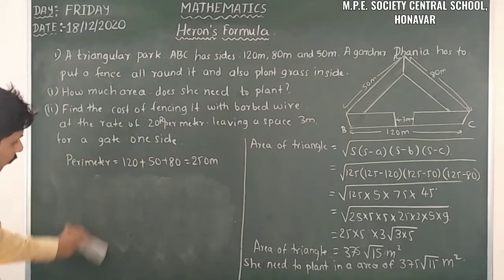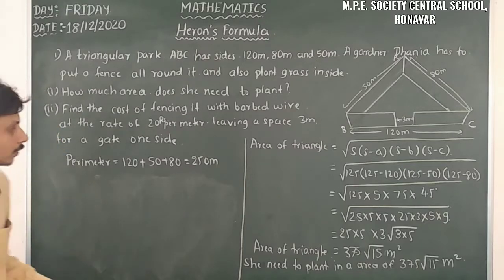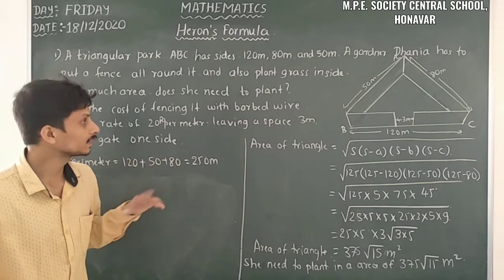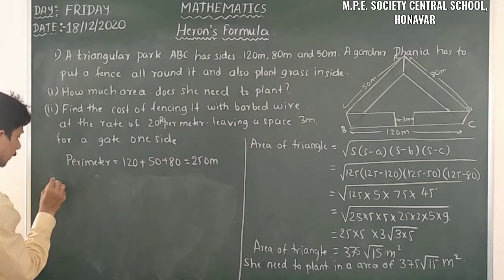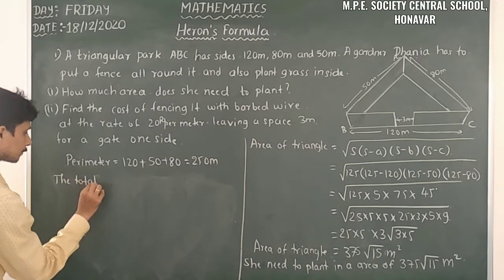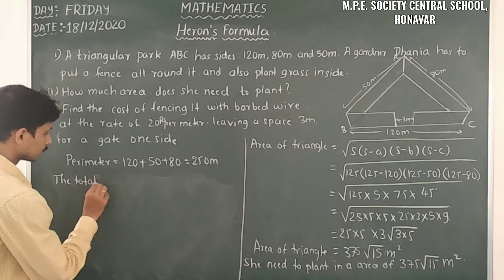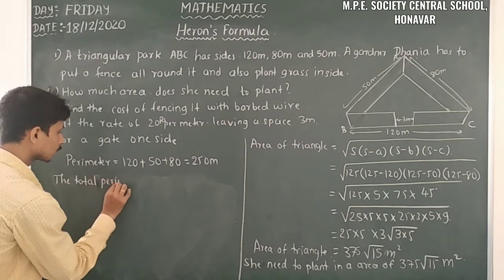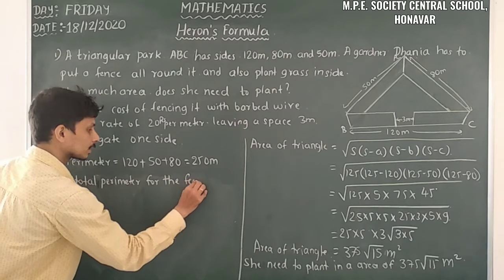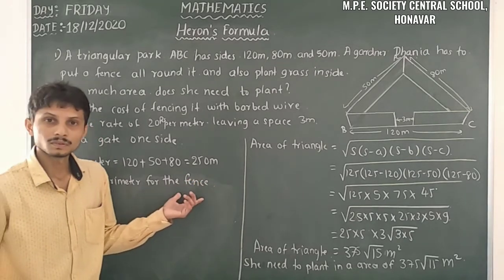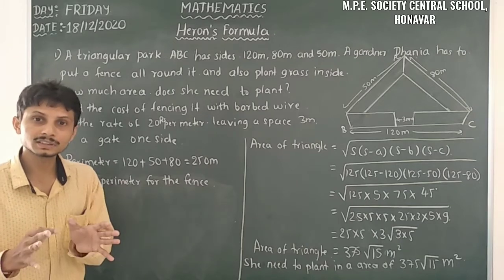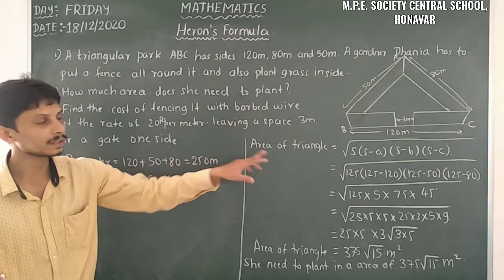Again we have to write the same thing. So perimeter is equal to 120 plus 50 plus 80 is equal to 250. So that one we have to write, and then the total perimeter for the fence. So for the fence, we have to calculate how much perimeter we want. So in perimeter we have to take that one.